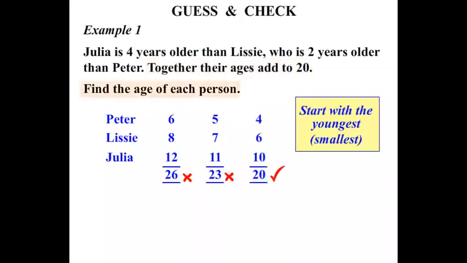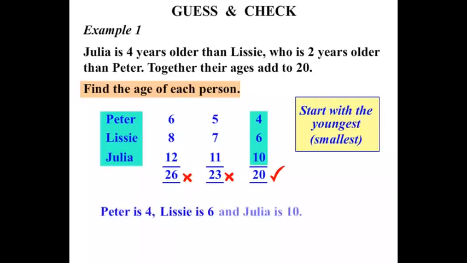So, find the age of each person. Make sure that's all our working done. Make sure we write our answer in sentence form there. We can say Peter, Lissy and Julia, 4, 6 and 10. So let's write: Peter is 4, Lissy is 6 and Julia is 10. Okay, so a nice clear answer there at the end of our working.